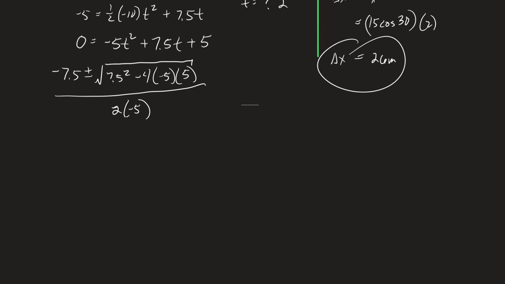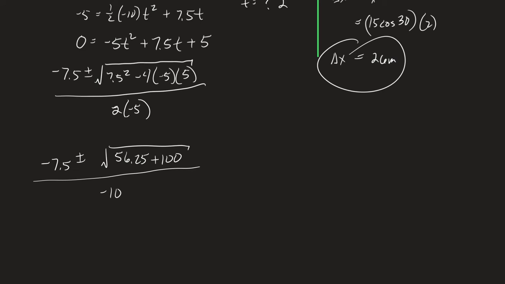I don't know what 7.5 squared is, but I'm sure it's 56.25. 4 times 5 is 20. 5 times 20 is 100. 2 negatives makes a positive. Oops. And that's still negative 7.5 plus or minus, and this is going to be negative 10. Still good? So plus 100. Take the root. I get 12.5.